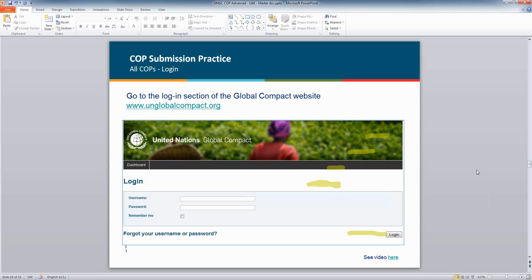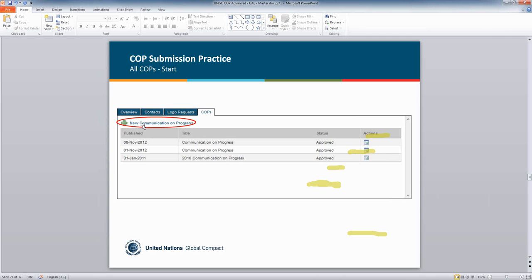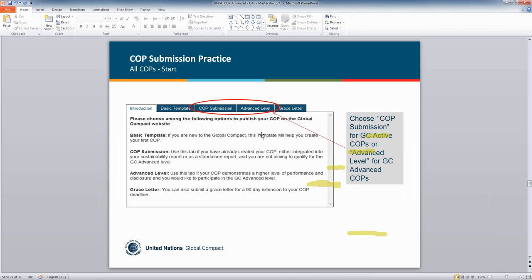To submit the report online, you first have to log into our website. You use your username and password. If you forgot it, you can contact your local network and they will be able to help you with that information. As soon as you log in, you will see this page, and in order to submit your report, you will have to click on COPs over here. Then you click on Add New Communication on Progress. And here the system gives you a couple of options.